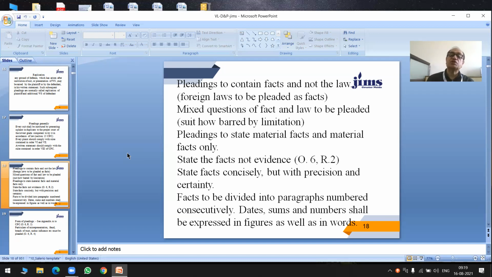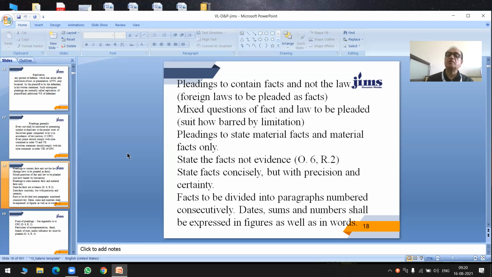And then a mixed question of fact and law can be pleaded. Like you are saying in your WS that the suit of the plaintiff is barred by limitation. So this is a mixed question of fact and law. That should be stated in the written statement. And the pleadings are to state only material facts, and material facts only. As a legal drafter, you will draft only material facts.